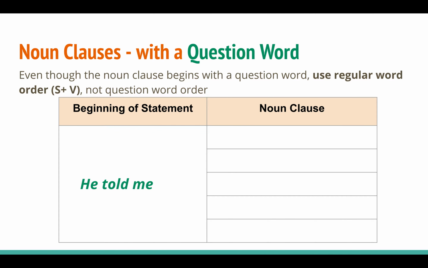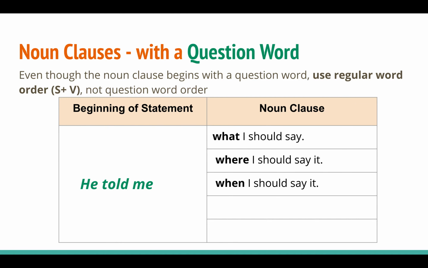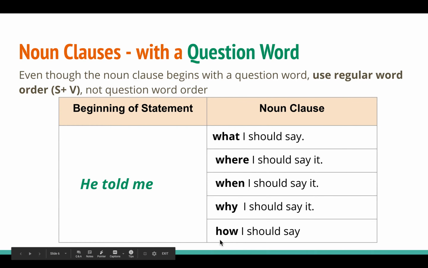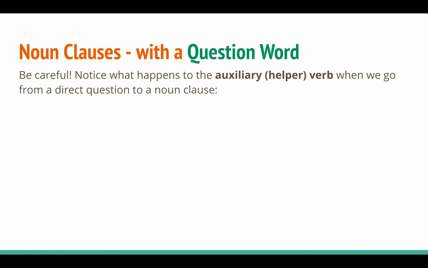So we could say, he told me what I should say, or he told me where I should say it. Notice we don't say, where should I, which is a normal question word, right? He told me when I should say it, why I should say it, or how I should say it. Again, WH question word plus a subject plus a verb. This is probably the number one most confusing part for students, especially with the question words in noun clauses.